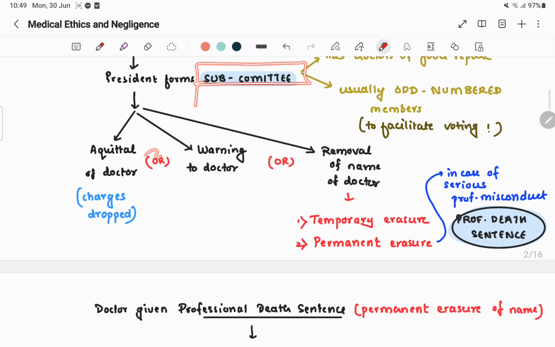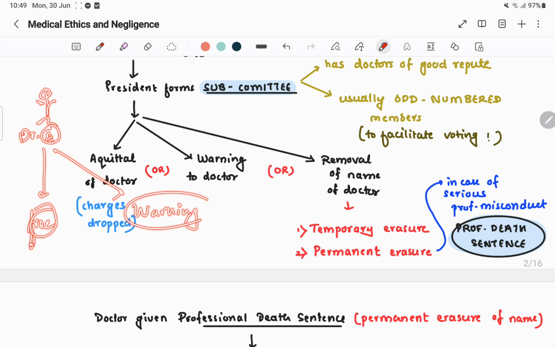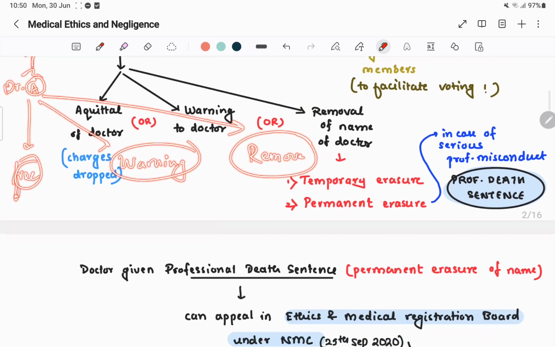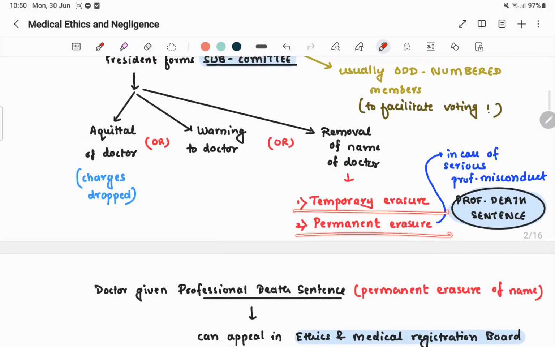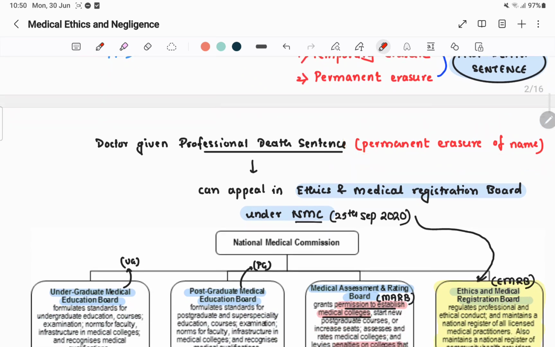So the subcommittee can acquit a doctor, that is, drop the charges on the doctor. So let's say doctor A is now free. Or it can give a warning for repeat offenses, or it can remove the name of the doctor, which is called temporary or permanent erasure. In case of serious professional misconduct, a professional death sentence means ending the career of the doctor, that is permanent erasure of name. The name cannot be put again.